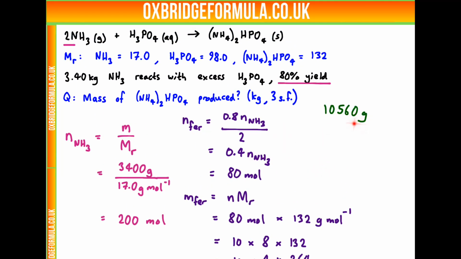So is this our final answer? No, because we're told two things. It needs to be in kilograms and to three significant figures. And so quickly, how can we do this? We divide by 1,000, to get 10.56 kilograms, and we round that up to 3 significant figures to get 10.6. So this is our final answer. We've taken everything we need to into account, and so we can be confident that the answer to this question is B.